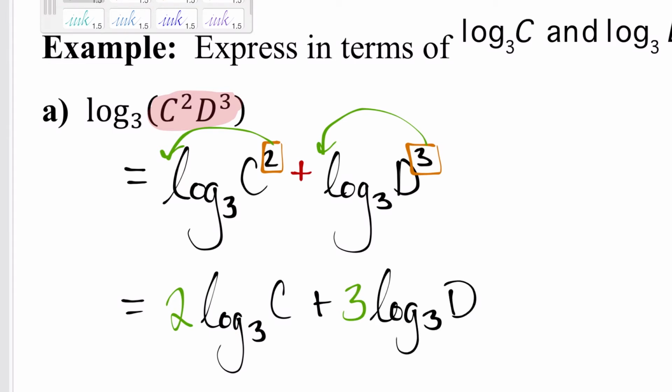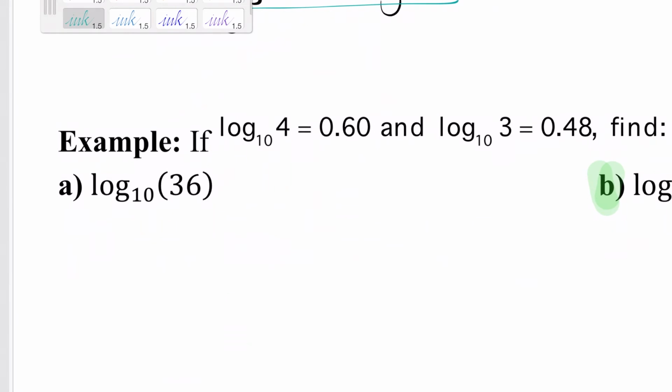And so the only thing inside my logs now are C and D, and they are in their own separate logs, so that is as far as I need to go. So here's what I kind of warned you guys about. They've given us log base 10 of 4 is equal to 0.6, and log base 10 of 3 is 0.48. So what they want us to do here is now break up this 36 into terms of 4 and 3.